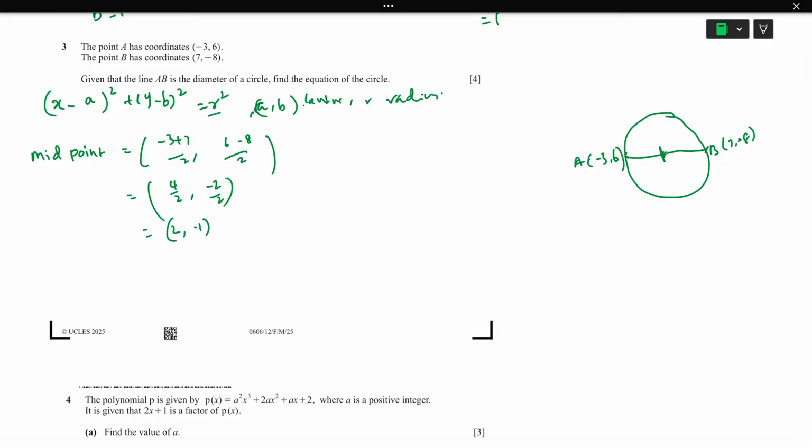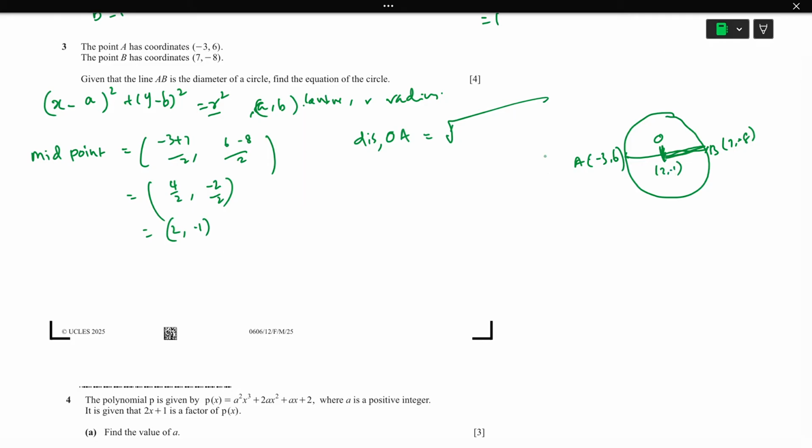Radius is the distance from the center to any one of the points, so I am finding the distance. I'll take the center as O and take OA. The distance I'm going to find is the square root of (x2 minus x1) whole square. This point is going to be (2, -1).